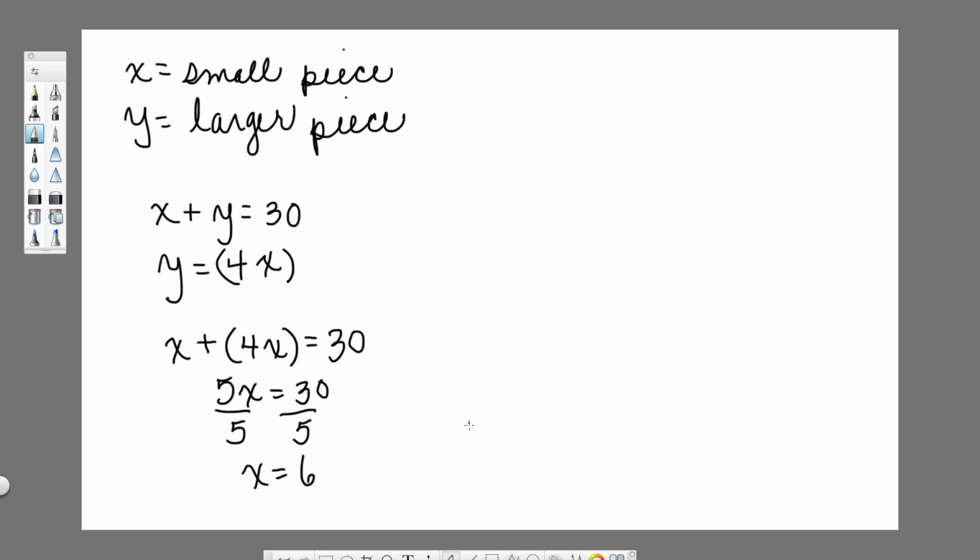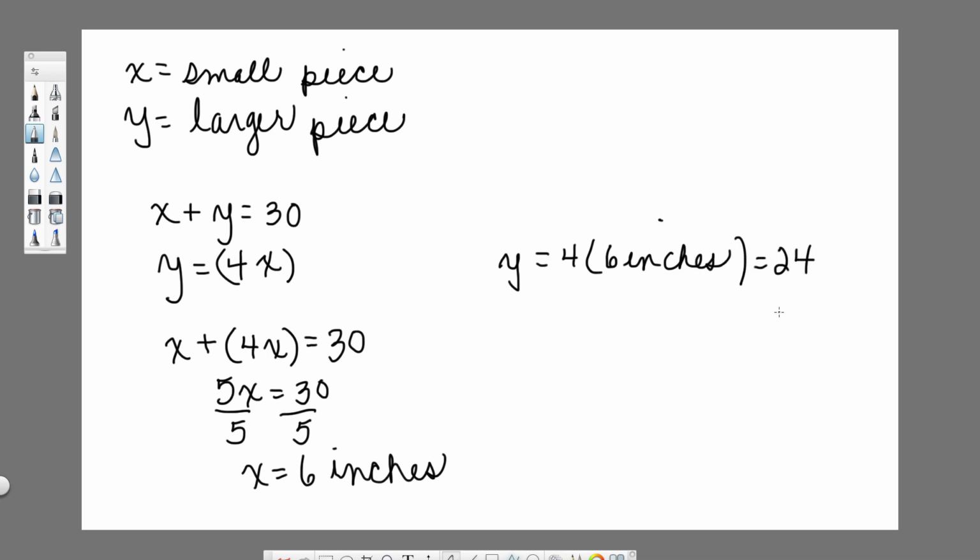It was inches. So the small piece was cut into 6 inches because we're going to ignore that there's waste when we cut. Then Y equals 4 times 6 inches. So the longer piece is 24 inches. And it makes sense. They add up to 30 inches, and the bigger piece is 4 times the smaller piece. Nice job. All right, let's clear that out.